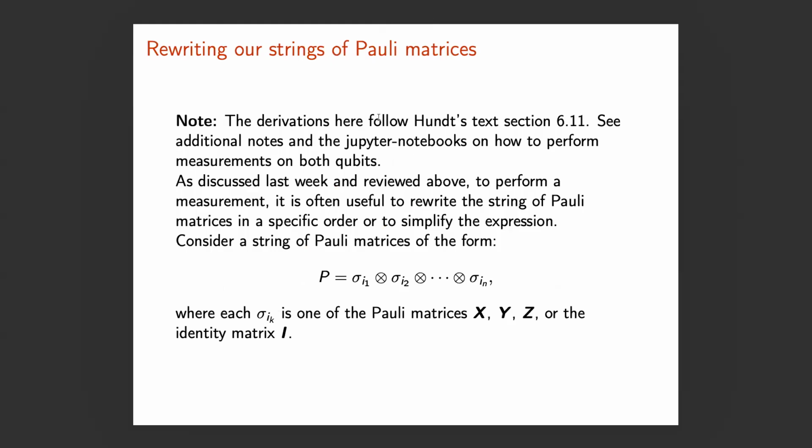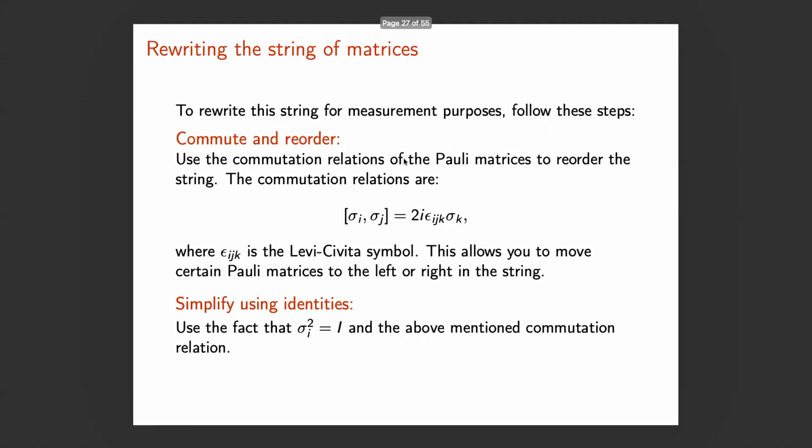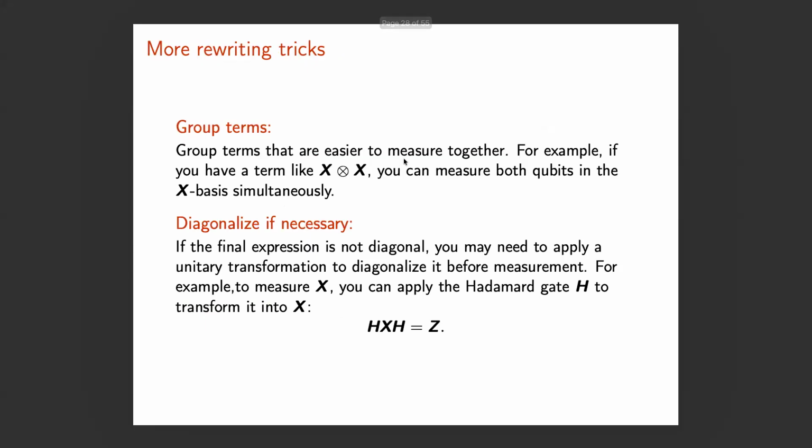So note that the derivations in the slides actually follow Hundt's text. There are additional notes, and also Jupyter notebooks, on how you actually perform the measurements on both qubits. The operations which you see here are essentially operations where we transform these combinations of Pauli matrices into a Pauli Z matrix, as here, and then perform the measurement in the basis of the first qubit.